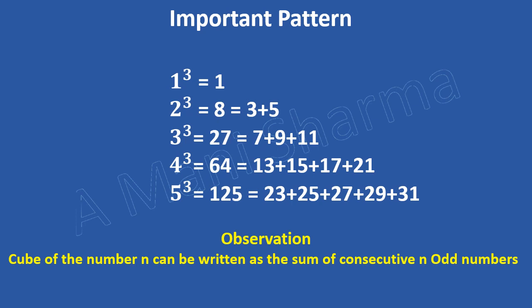So in this way, 5 cube can be written as 23 plus 25 plus 27 plus 29 plus 31. These are 5 odd numbers and they are consecutive. So we can say that the cube of the number n can be written as the sum of n consecutive odd numbers. That means if you are cubing 5, you can get the sum of 125 by adding 5 consecutive odd numbers. If you are cubing 4, you are getting 64, and you can get 64 by adding 4 consecutive odd numbers.